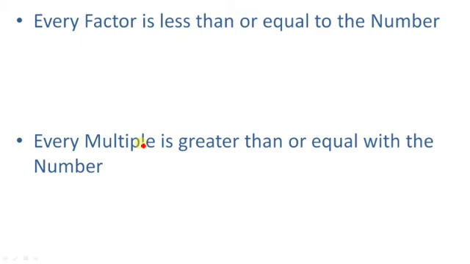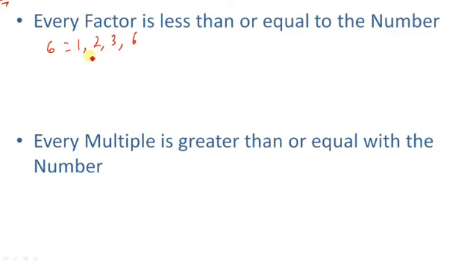Factor means, suppose for an example I write 6. What are the factors of 6? 1, 2, 3, 6. Look at all the factors. All the factors are either smaller than 6 or equal to 6. The highest factor a number can have is the same number. Suppose we have 20, the highest factor of 20 is 20. The highest factor of 30 is 30. So every factor will be less than or equal to the number.